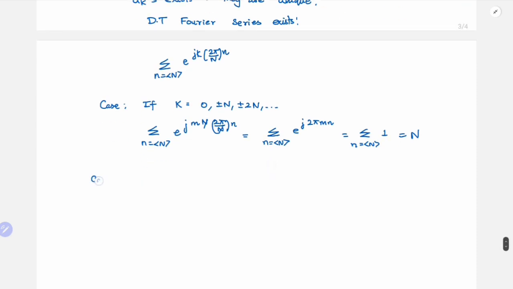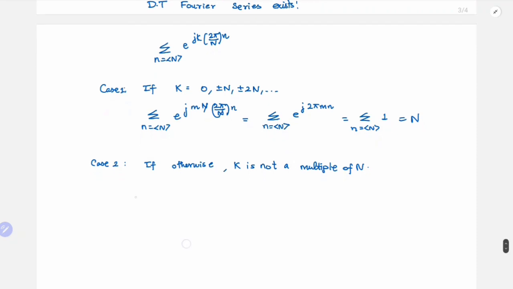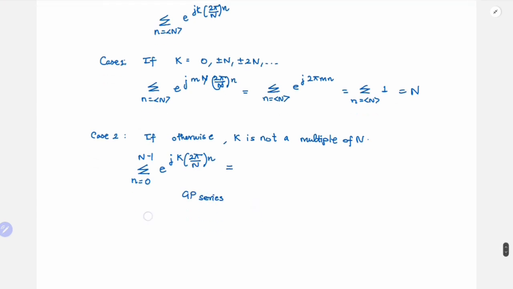Let us see what happens when k is not a multiple of N. So then what do we have? Let's consider one interval. The summation from 0 to N minus 1 of e power j k 2 pi over N into n. So this is like a finite GP, right? A GP series, in which we have the summation n equal to 0 to N minus 1.